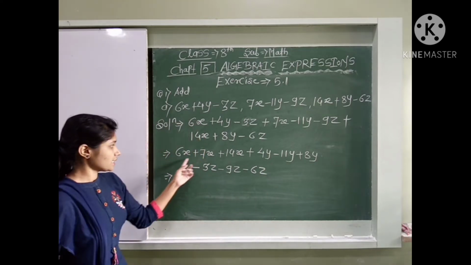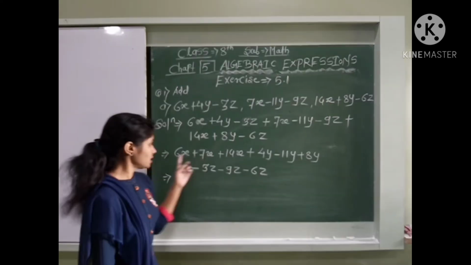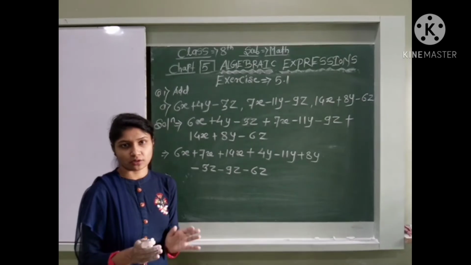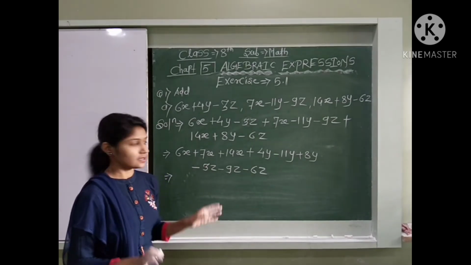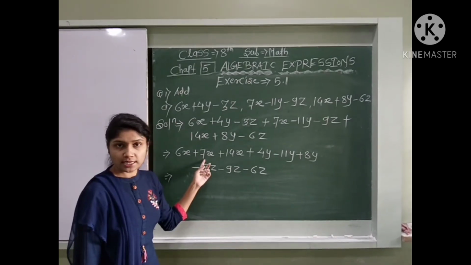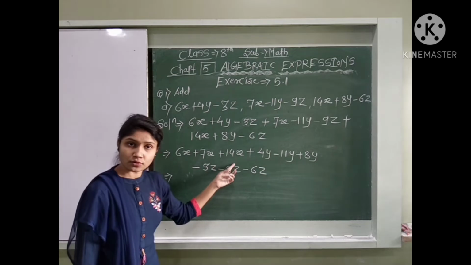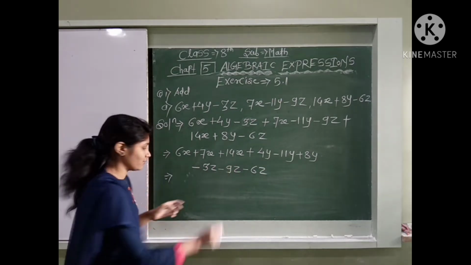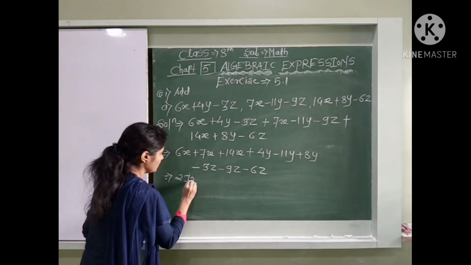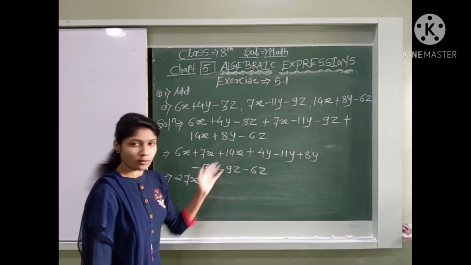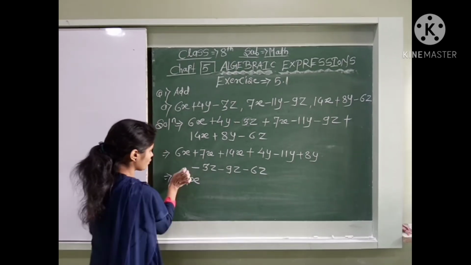What is it? 6x plus 7x plus 14x. Properly, step by step we have to solve. Okay, definitely you will get the answer. 6 plus 7, what is that? 13. 13 plus 14, it's what? 27. 27x. Okay, x is the common. Right? Another way we can solve it.